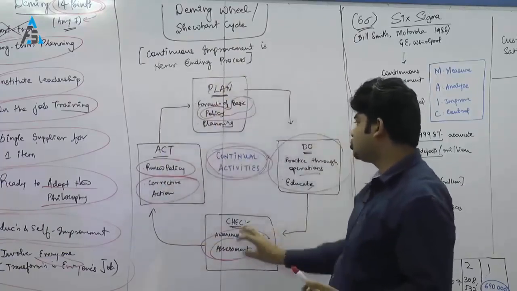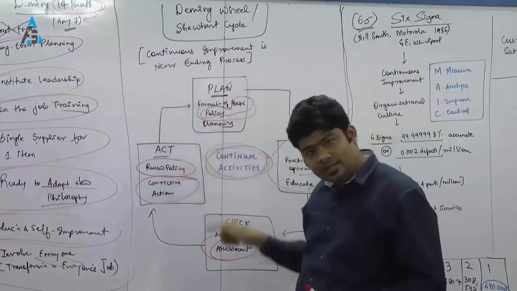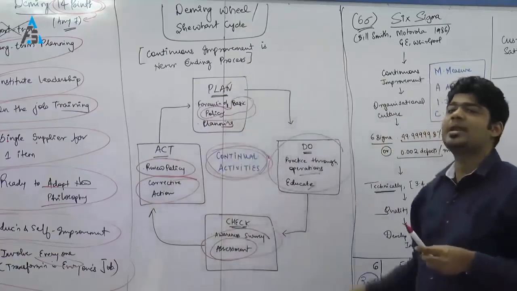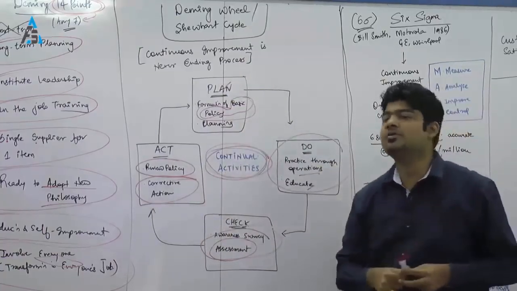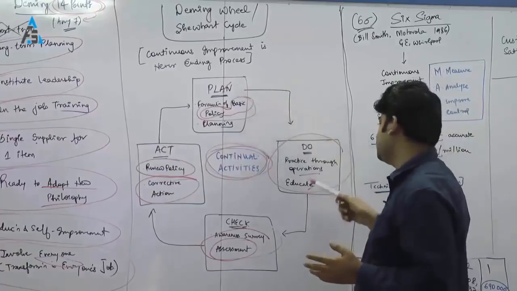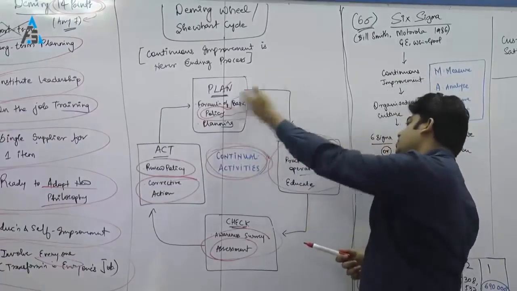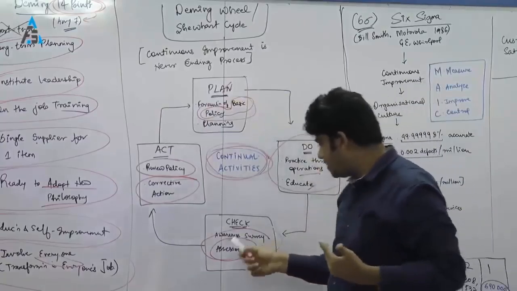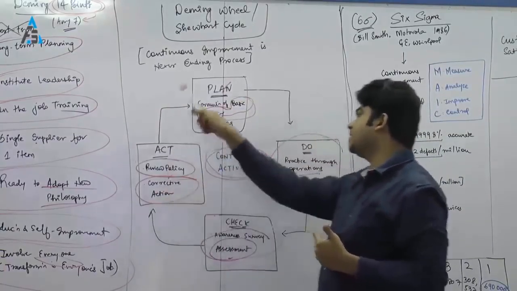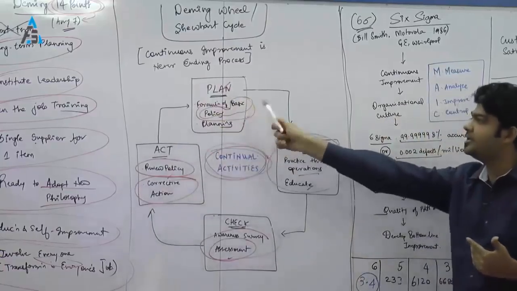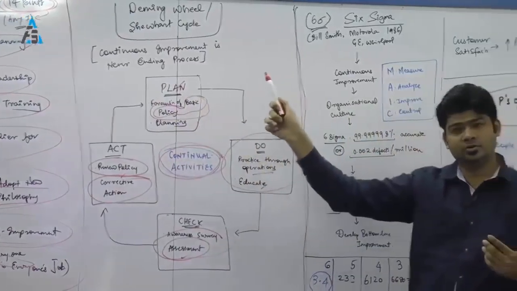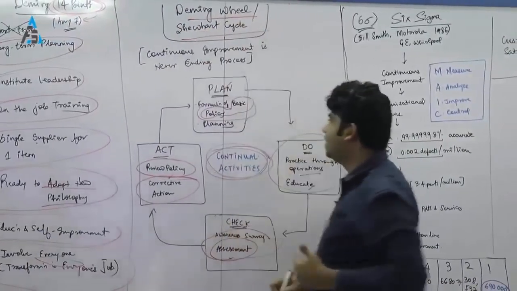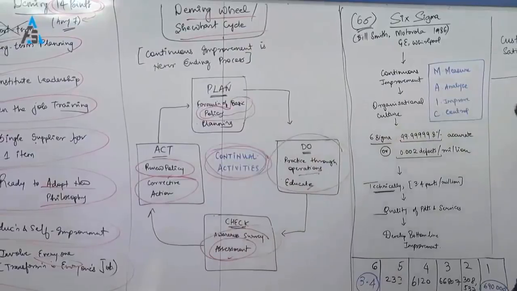So plan, do, check, act. Plan, do, check, act is what you will have to continuously do, continual activities in order to reach the pinnacle of the product that you are trying to make. So plan, make your basic policy, do. You will have to work out on the basic policy through operations, then check yourself, assess yourself, review, take corrective action if required, then recreate the basic policy, so on and so forth. So this is called as the Deming wheel, or also called as Shewhart cycle. So this is how it works.